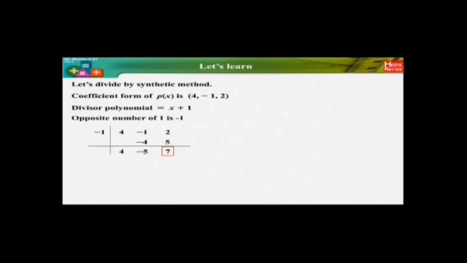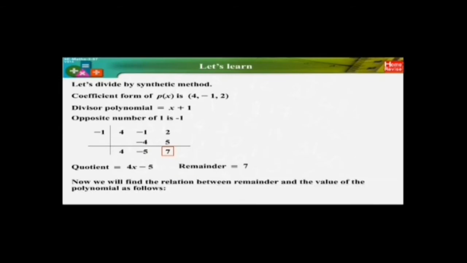Coefficient form of P of x is 4, minus 1, 2. Divisor polynomial is equal to x plus 1. Opposite number of 1 is minus 1. So on dividing, we'll get quotient 4x minus 5 and remainder is equal to 7. Now we will find the relation between the remainder and the value of the polynomial as follows.